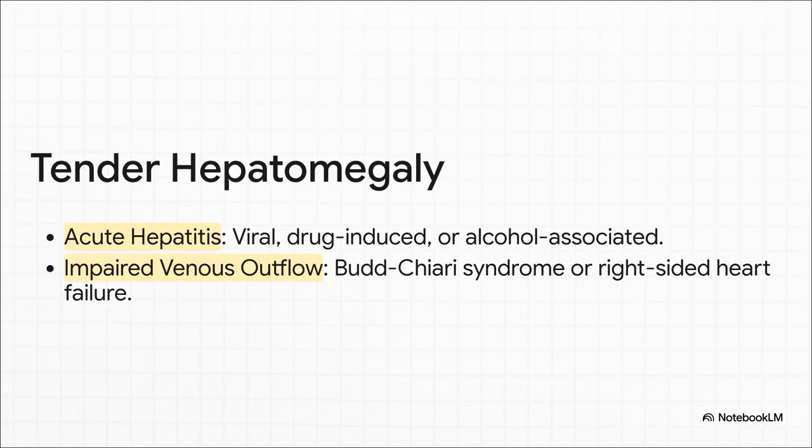For impaired venous outflow, you're thinking about a plumbing problem, right? Like a clog in the drain, which is basically what Budd-Chiari syndrome is, or a backup from right-sided heart failure. Both of these just congest the liver with blood, making it swell up and become really painful.